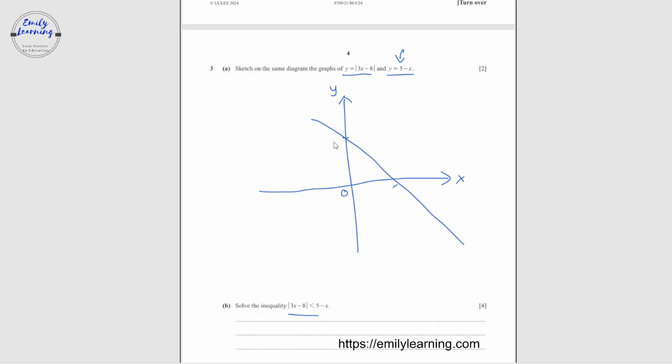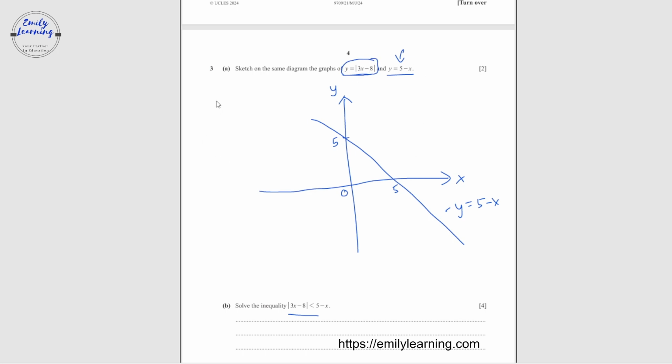Okay, so here is 5, here is 5, and this is y equals to 5 minus x. So the way to draw a straight line, what you do is you find the x-intercept and the y-intercept. So for this one, when x is 0, y is 5, and when y is 0, x is 5. So therefore we have these 2 points here. Next, let's take a look at this one here.